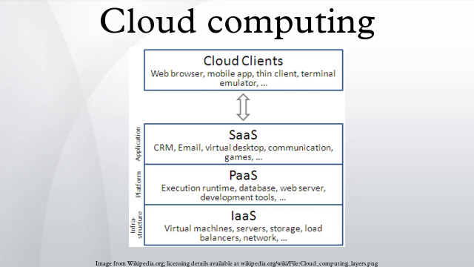By mid-2008, Gartner saw an opportunity for cloud computing to shape the relationship among consumers of IT services, those who use IT services and those who sell them, and observed that organizations are switching from company-owned hardware and software assets to per-use service-based models so that the projected shift to computing will result in dramatic growth in IT products in some areas and significant reductions in other areas.